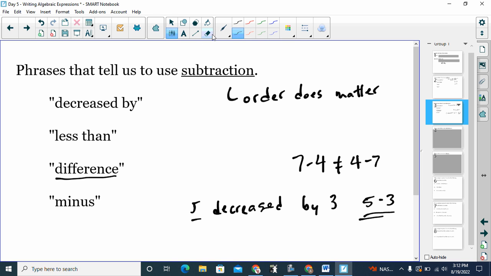The most common phrase where I don't put them in the order that's given is less than. Less than is the one where we actually switch the order around. If it says 7 less than 10, that means I want to start with 10, and I want to take 7 less than that. So this would be 10 minus 7, not 7 minus 10. So less than is the big one where we switch the order around. The order does matter with subtraction.